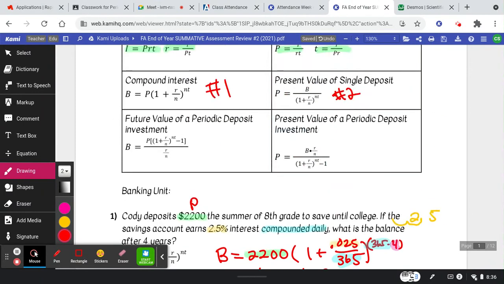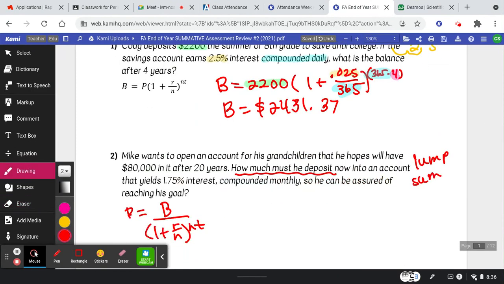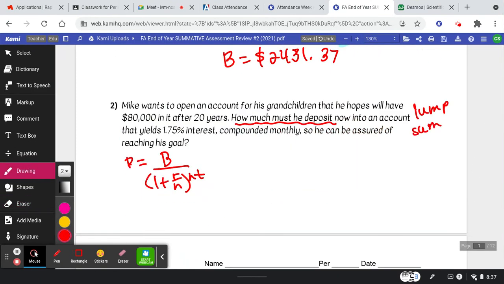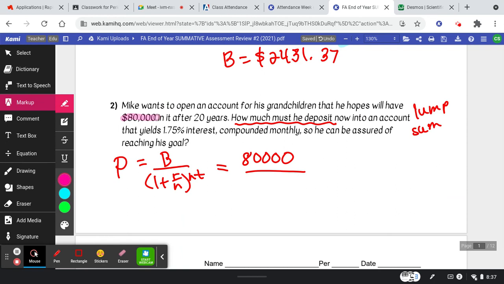Where am I getting this from? I'm getting this from right up here. All right, so Francis, what am I going to plug in for a future balance that I want to start? Good, go ahead and put that 80,000 as your numerator to start. Remember, Desmos doesn't like commas. And that comes from right there.